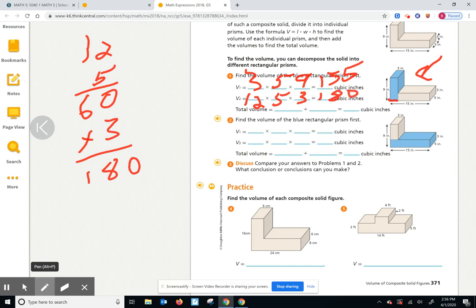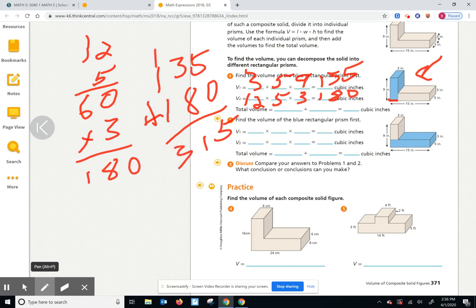And if you look below my chicken scratch here, you can see that we have a total volume problem, so to speak, and we would take the volume of rectangular prism 1, which is 135, and we would add it to the volume of rectangular prism number 2, which is 180, and we'll add those two things together to come up with our total answer. So in this case, 315 should be our answer.